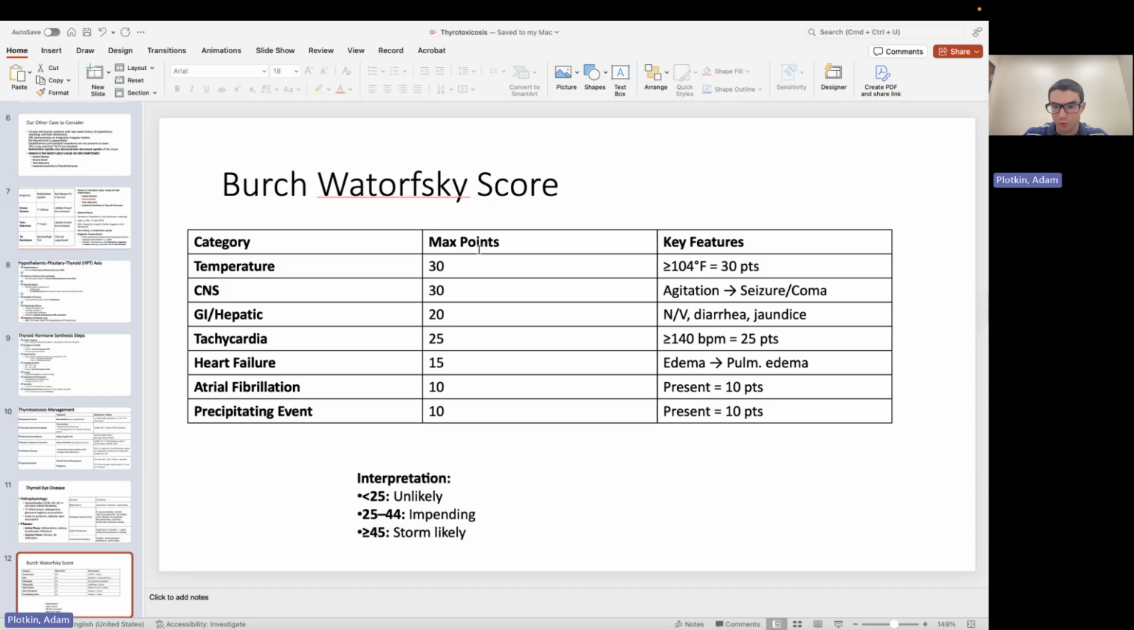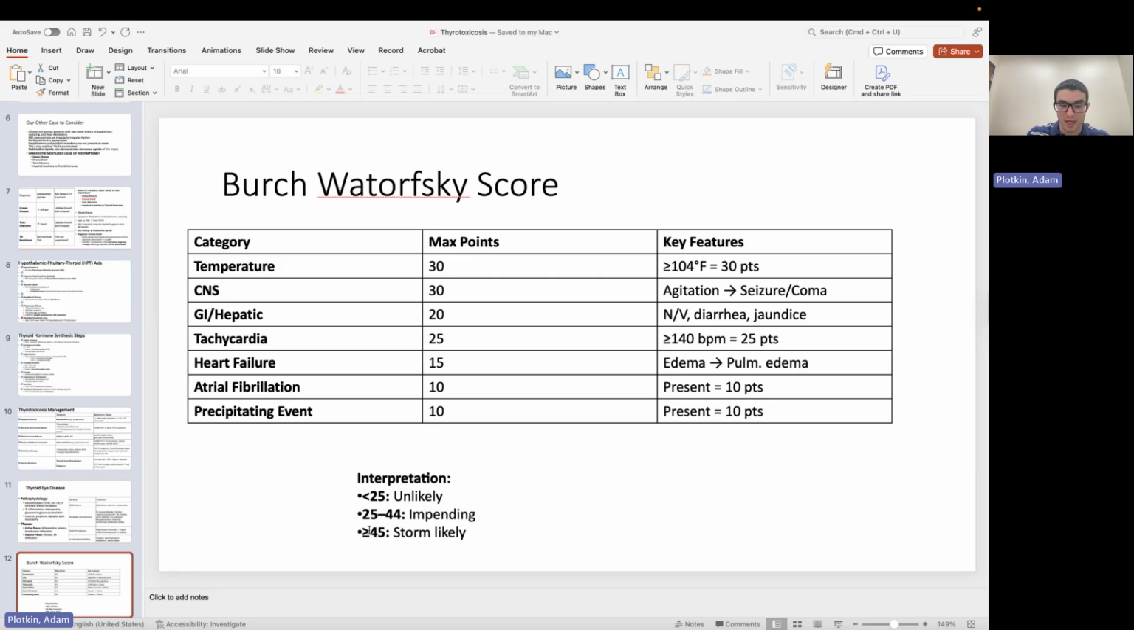Okay, you do not need to memorize this, but the difference between thyrotoxicosis and thyroid storm is a fine line. Because thyrotoxicosis can really quickly move into thyroid storm, and we kind of grade it based on this, right? If their temperature's above 104, if they've got agitation, seizure, coma, if they have nausea, vomiting, diarrhea, jaundice, if their heart rate's over 140, if they have edema, pulmonary edema, if they have AFib, or we have a known precipitating event, those can all get us points.